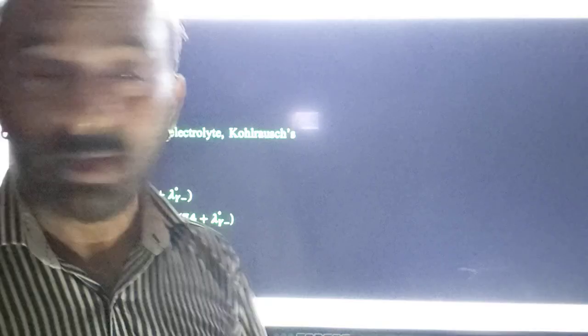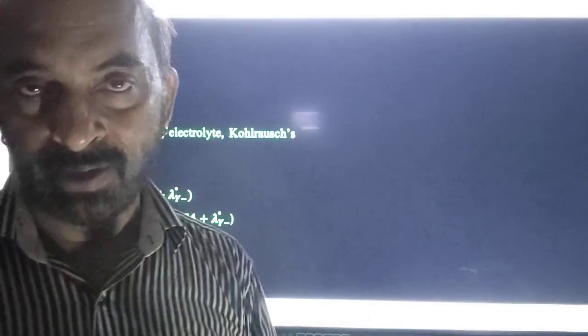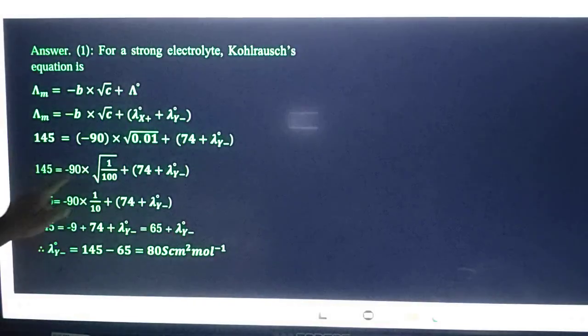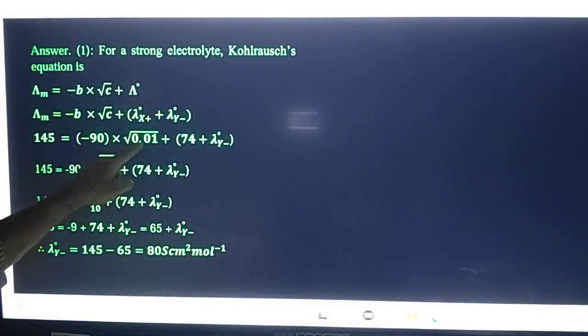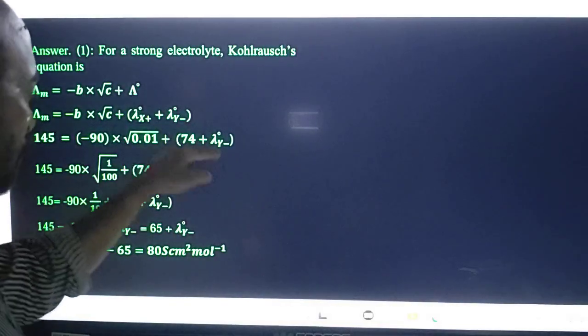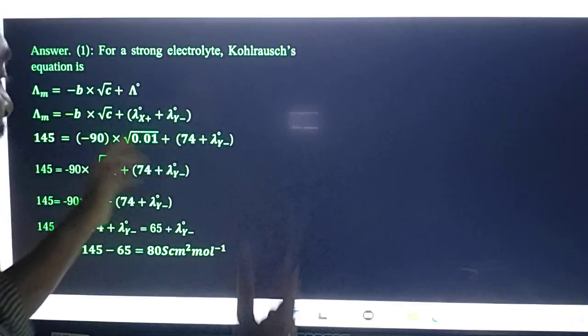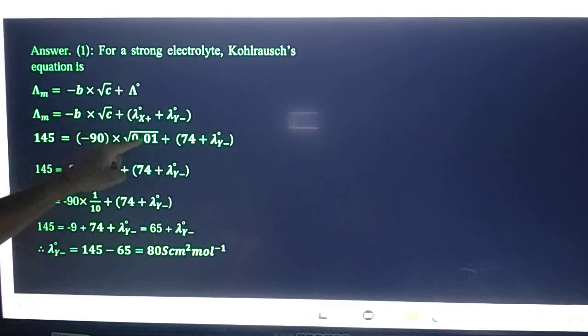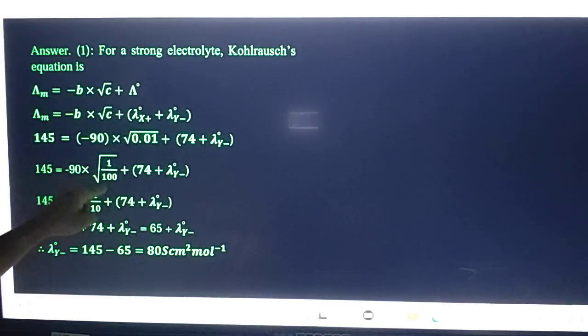It is the conductance of the anion at infinite dilution. So, you simply substitute it. 145 is equal to minus 90 into 0.01 plus root, within bracket 74 plus lambda 0 y minus. Here, 0.01 can be resubstituted as 1 by 100.